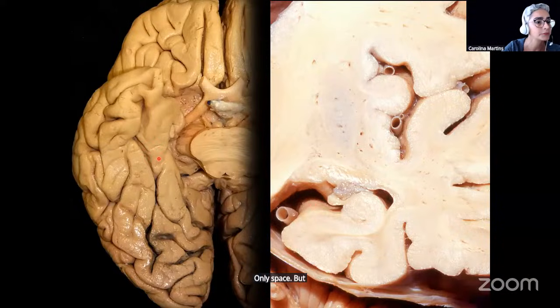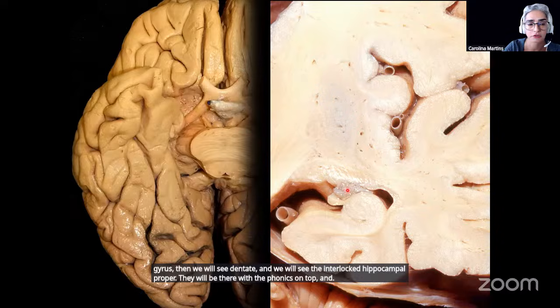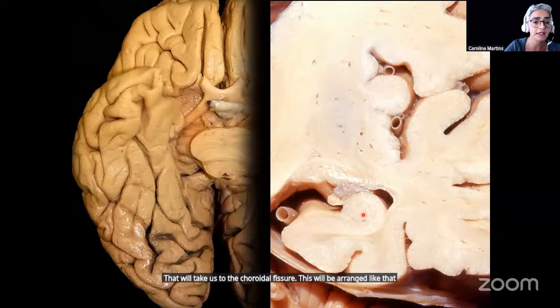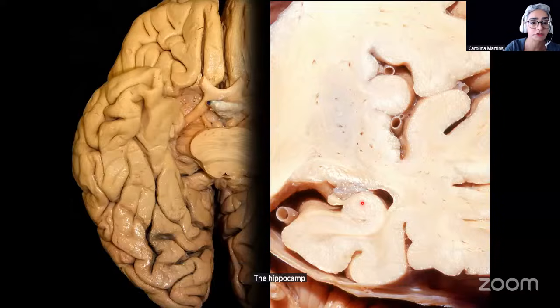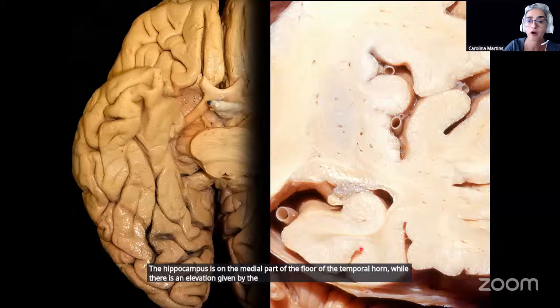But if we come to the most lateral part of the parahippocampal gyrus, then we will see dentate and we will see the interlocked hippocampal proper. They will be there with the fornix on top, and that will take us to the choroidal fissure. This will be arranged like that. And like we said, the hippocampus is on the medial part of the floor of the temporal horn, while there is an elevation given by the depth of the collateral sulcus on the most lateral part.